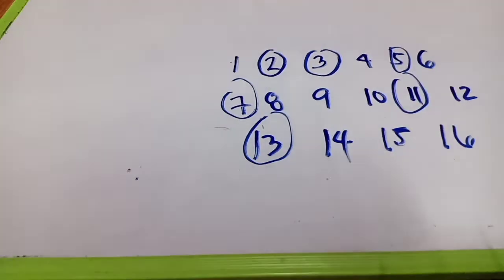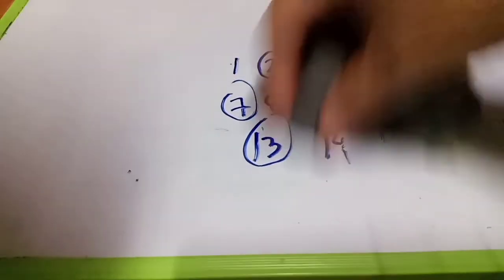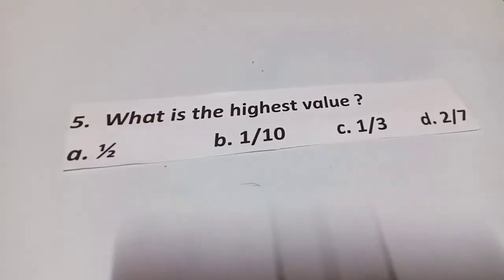So let's proceed to number 5. This is the given. What is the highest value? A, 1/2. B, 1 divided by 10. C, 1 divided by 3. D, 2 divided by 7. So let's have our marker pen.